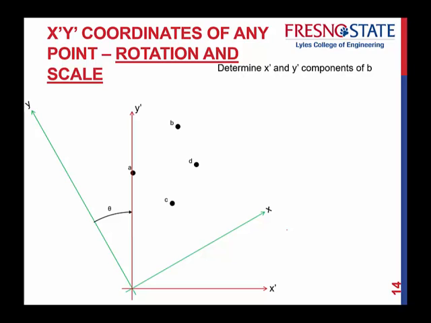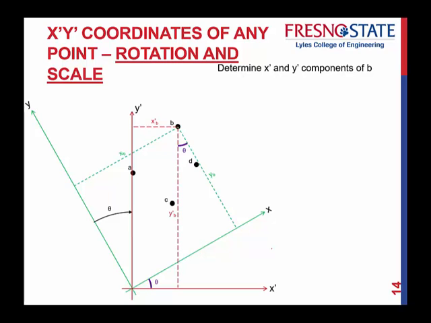So now what we need to do is redetermine those components. What we're looking for is all components in the x prime y prime system of all points that lie in there. So recall, let's look at B right there. B has an x component and a y component in the xy system. B also has components in the x prime y prime system.